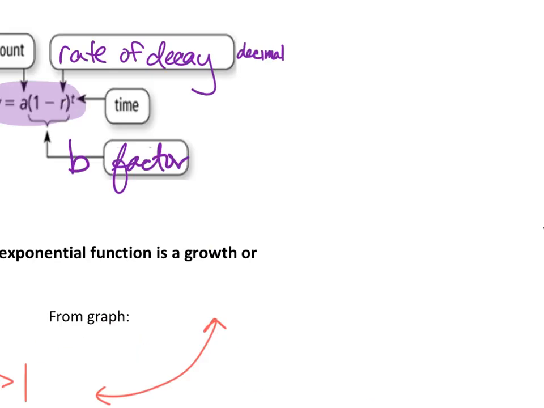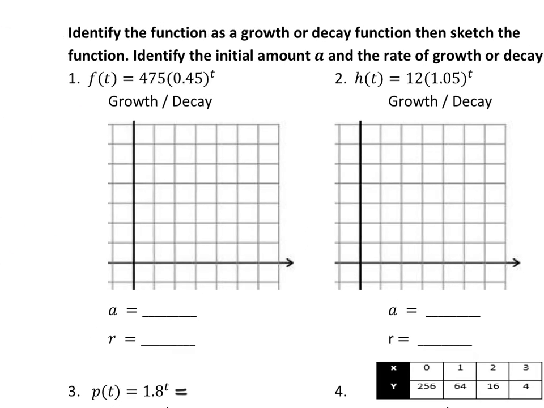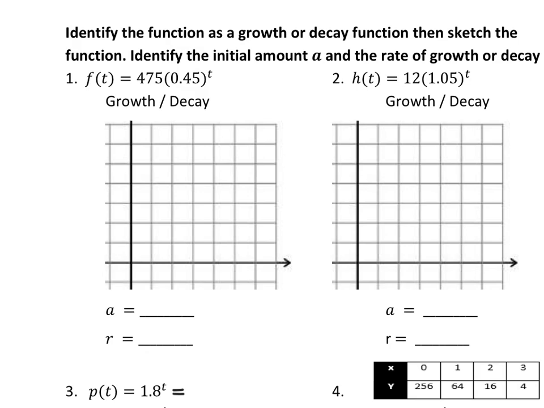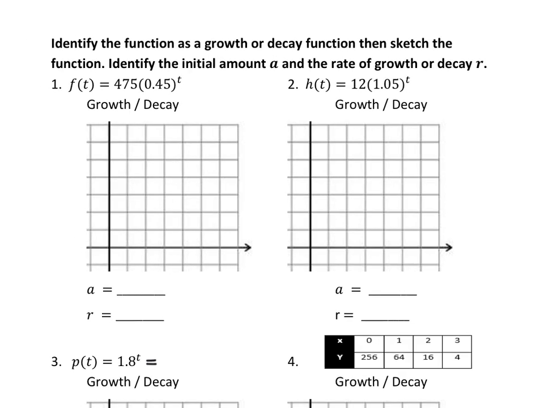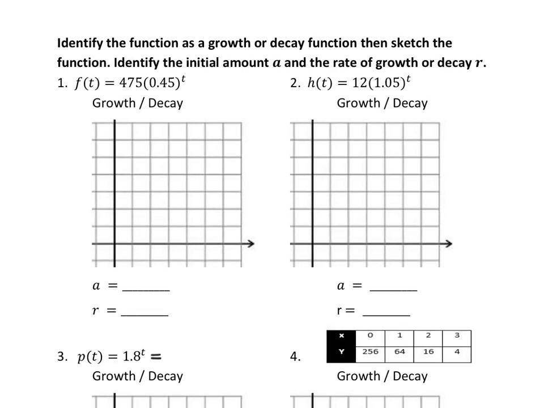On the inside, we have a question that asks you to identify the function as growth or decay, then sketch the function. Identify the initial amount A and the rate of growth or decay R. Is it asking me for B at any point here? No, it's asking me for the rate, which you give to me as a percentage. Did it ask me to graph the function accurately? No. What word did it use right here? Sketch. Sketch is an estimation. As long as you have the initial value and whether it's increasing or decreasing, I'm good with the sketch.